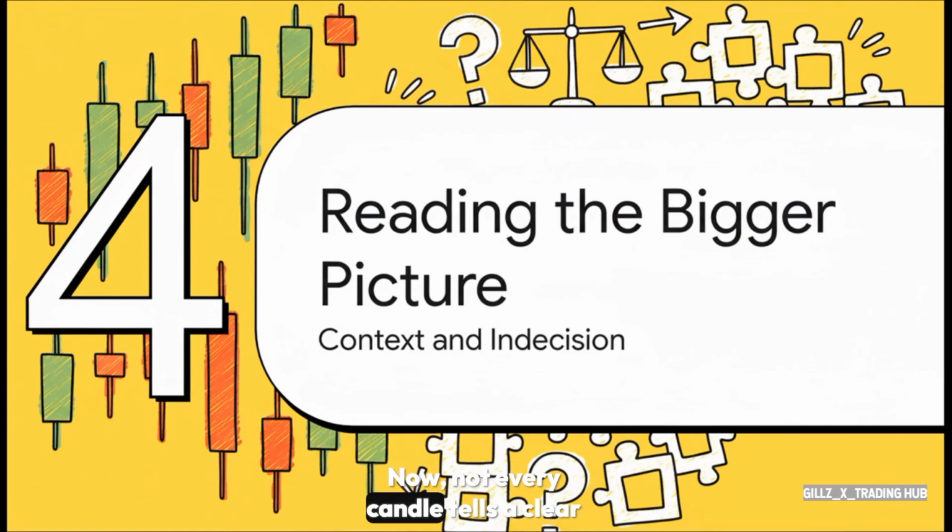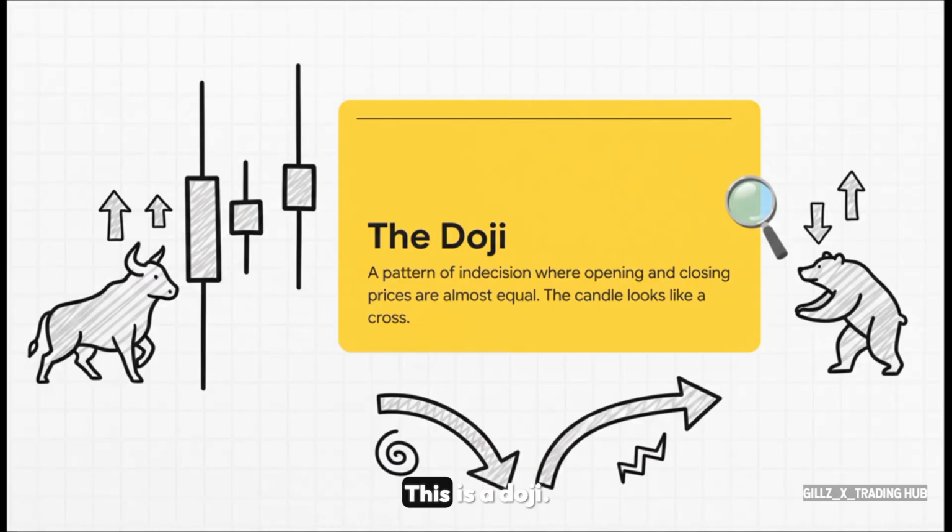Now, not every candle tells a clear story of a win or a loss. Sometimes the story they tell is one of a pure, dead-even stalemate. This is a doji. See how its body is just a thin little line? That's because the open and close prices are at almost the exact same level. The bulls and the bears fought all day long, but in the end, it was a draw. A doji signals pure indecision, and it often shows up right before a major trend change. It's kind of like the calm before the storm.